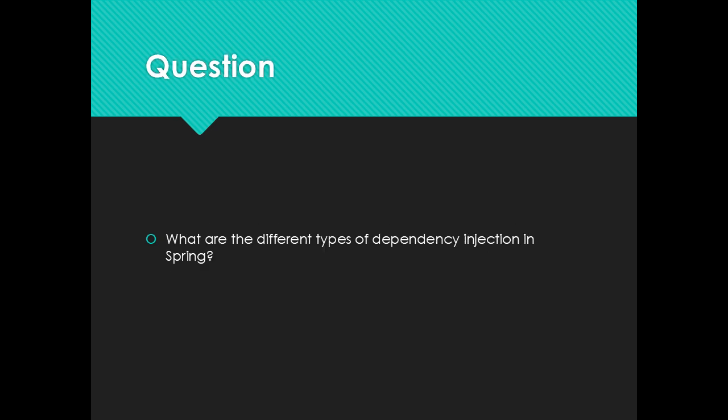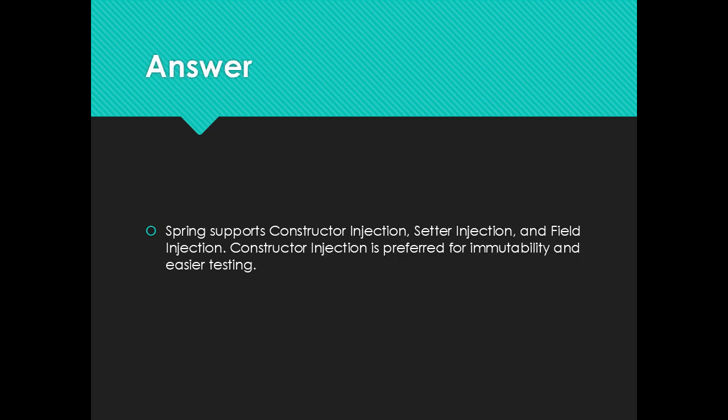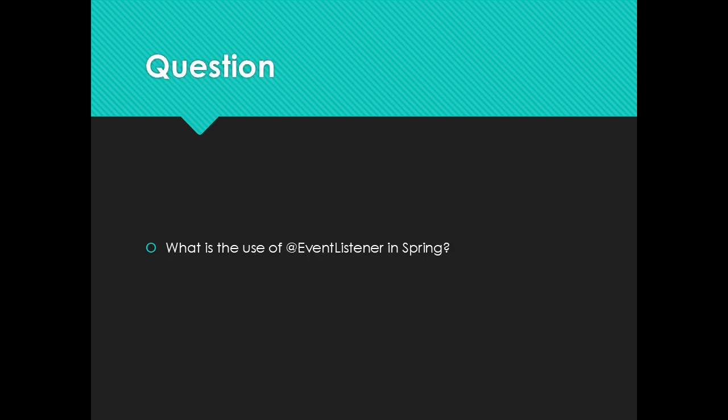Question 10. What are the different types of dependency injection in Spring? Answer: Spring supports 3 types of dependency injection: constructor injection, setter injection, and field injection. Constructor injection is the most preferred as it promotes immutability and easier testing, while setter and field injection are used for optional dependencies.